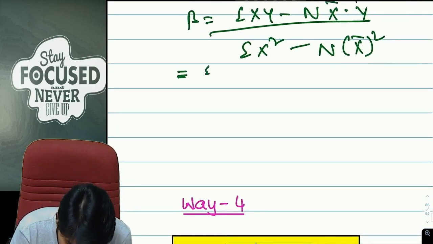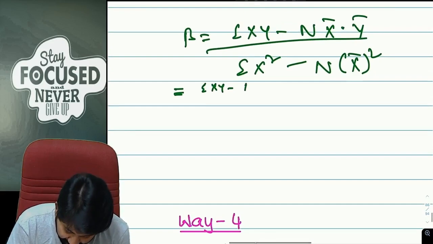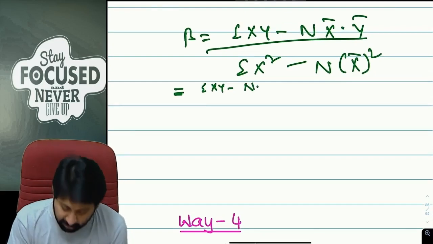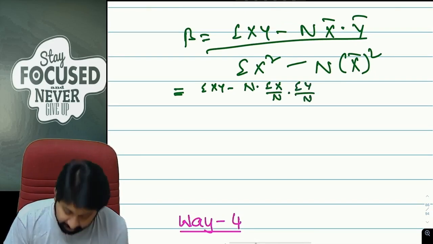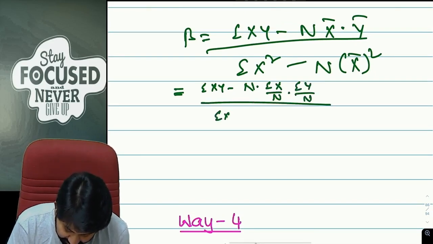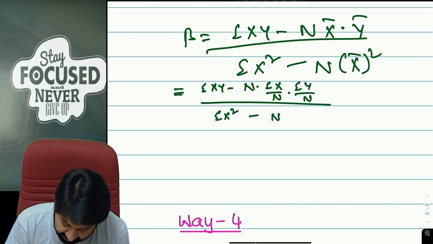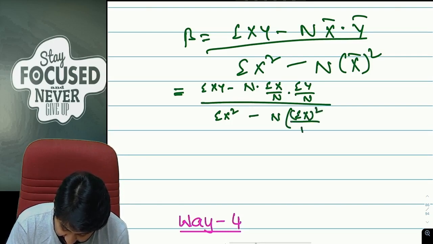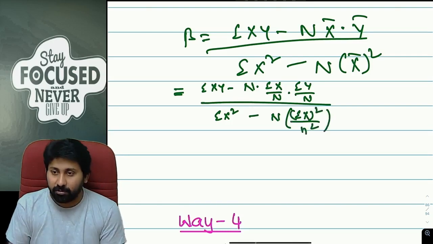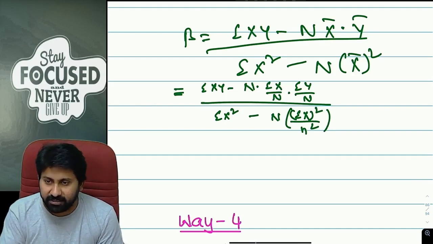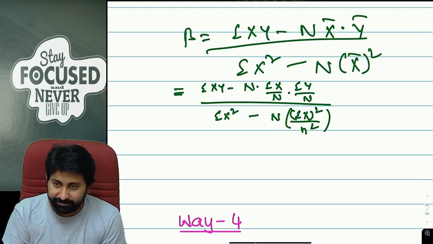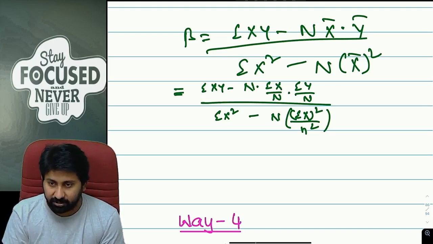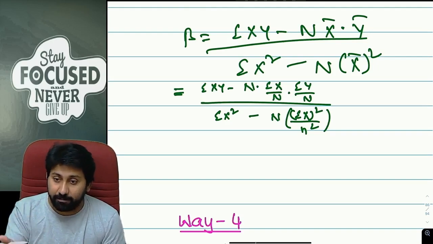See the screen, everyone. Sigma xy minus n. X bar means what? Sigma x by n. Y bar means what? Sigma y by n. Whole divided by sigma x square minus n. X bar the whole square means what? Sigma x square divided by n square. Yes or no? Sigma x by n whole square, a by b whole square means what? A square by b square. Totally we will take na. So this is how we can do this. So sigma x the whole square divided by n square.